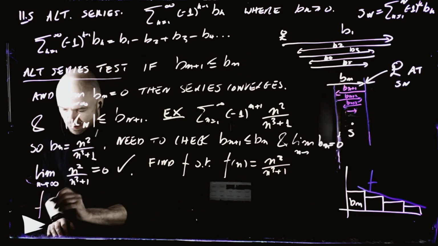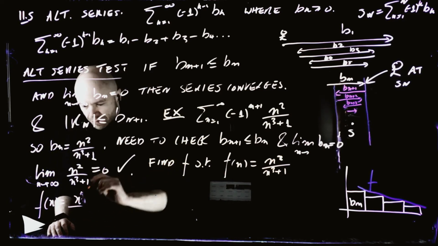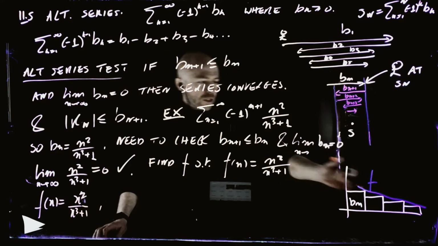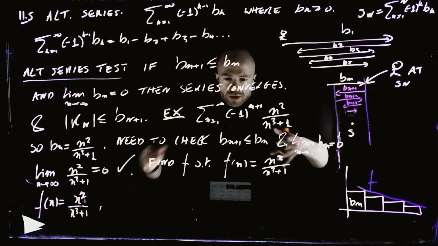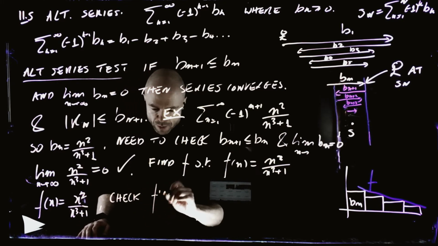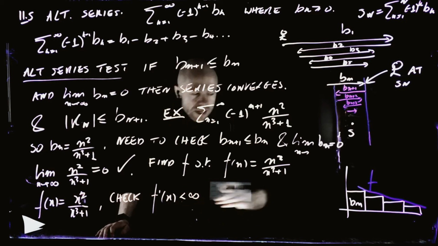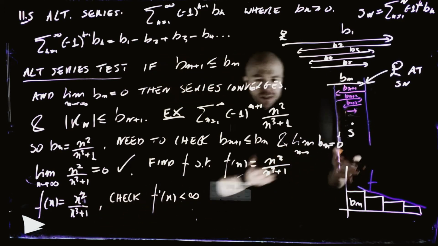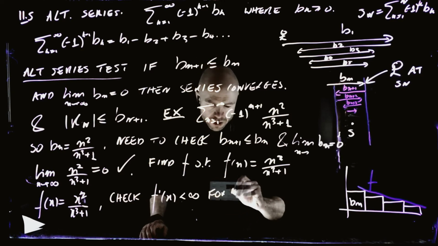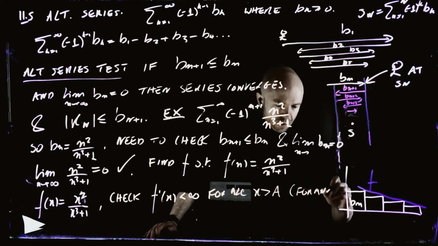That's easy to do. Clearly, it's going to be x to the power 2 over x to the 3 plus 1. And then check it's decreasing, which means checking that the derivative is negative. Because if the derivative is negative, then for sure this is a decreasing function. So check that f prime of x is less than or equal to 0. And it needs to be decreasing from any number onwards, because we only care about convergence when we start from some finite point onwards, right? So check this for all x bigger than some a, for any a.